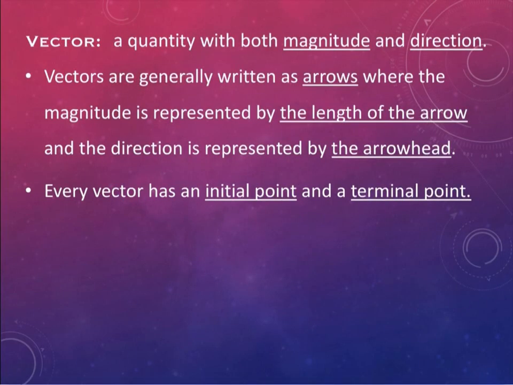All right, so to start with, a vector is a quantity with both magnitude and direction. Magnitude means size, if that's a word you're not familiar with, and direction, of course, means physical direction. In this case, we're going to be looking at angle measures typically. Vectors are generally written as arrows, where the magnitude is represented by the length of the arrow, and the direction is represented by the arrowhead. So we have things that look kind of like this.